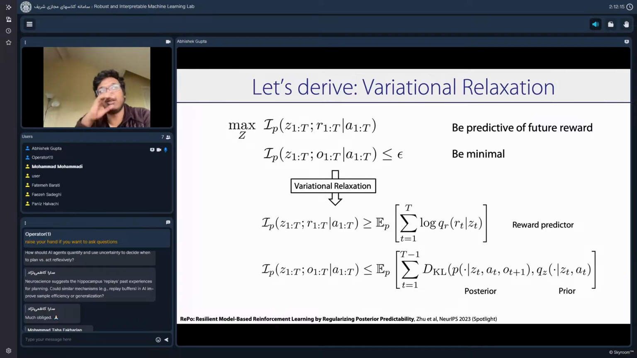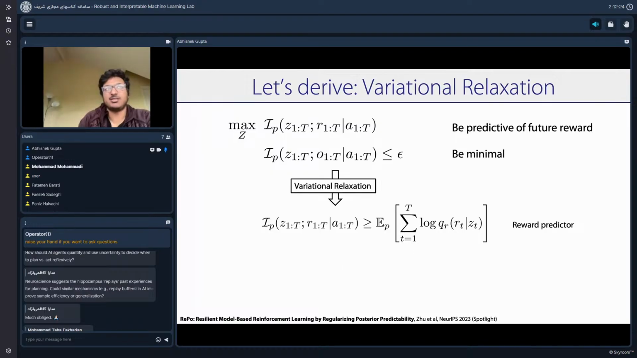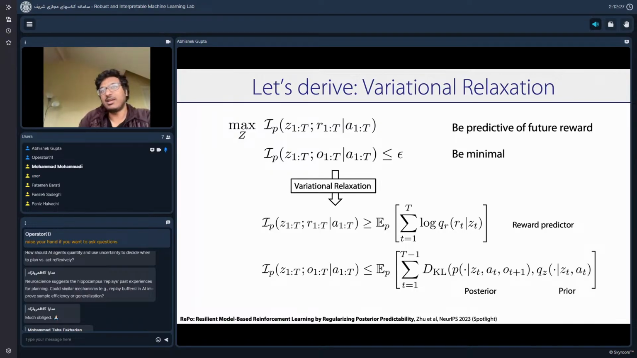So you can think of these two objectives as saying: have latents that are predictive of future reward, and have latents that are minimally predictive of the input. The first objective just says be predictive of reward. The second objective says make the posterior and the prior as close as possible to each other.